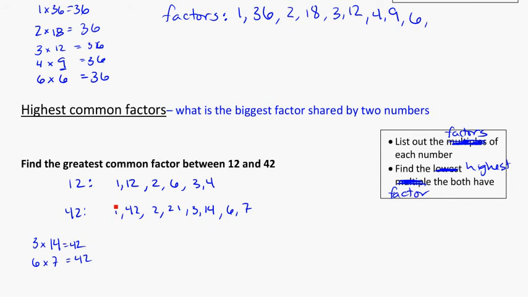And then what you want to do is come in and try to find which of those is the biggest factor that they share. So yeah, they both share 1, but that's not very exciting. What else do we notice that they share? They both have a 6, and that looks like that's the biggest number that they share in common. 12 has a bigger factor like 12, and 42 has bigger factors like 21, but 6 is the highest one that they both share in common. So yes, they both had 1, but 6 is the highest common factor. So the highest common factor is 6 for the numbers 12 and 42.